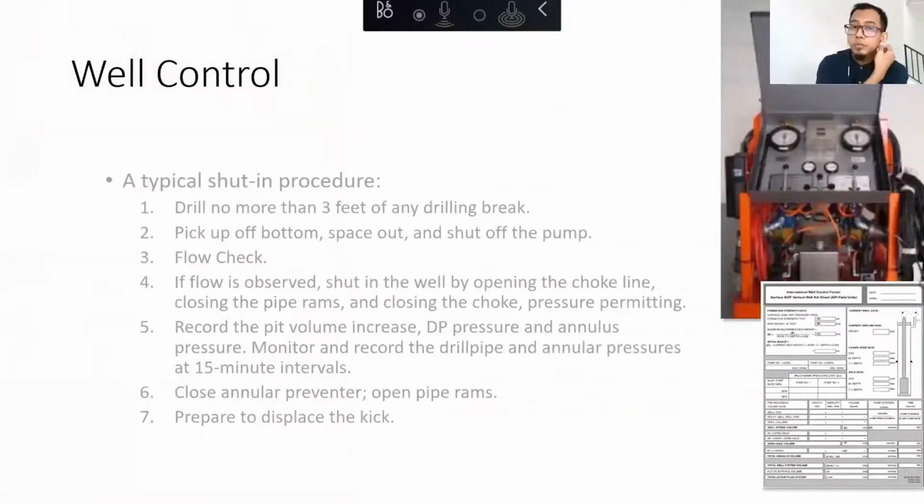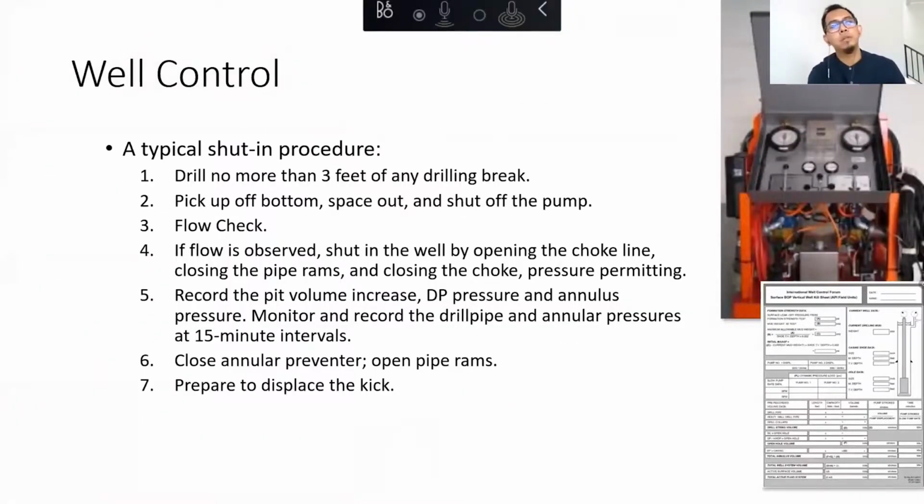A typical shut-in procedure: drill no more than 3 feet or 1 meter once you see the drilling break. Pick off bottom and then flow check. If there is any flow observed, shut in the well again. Do not try to flow check further. Record the pit volume increase, drill pipe pressure, and the annulus pressure.